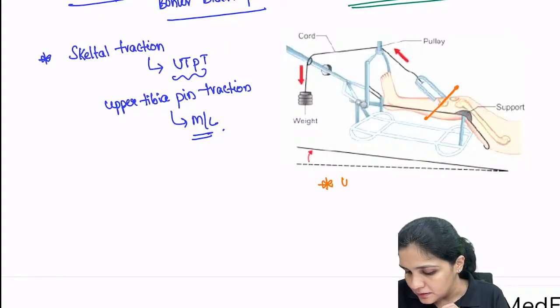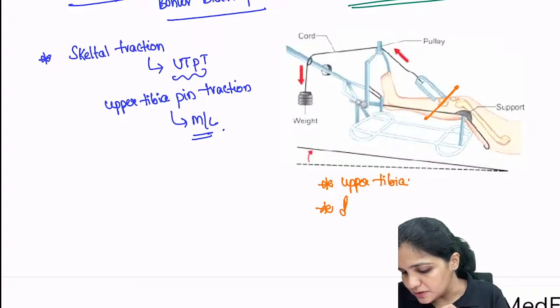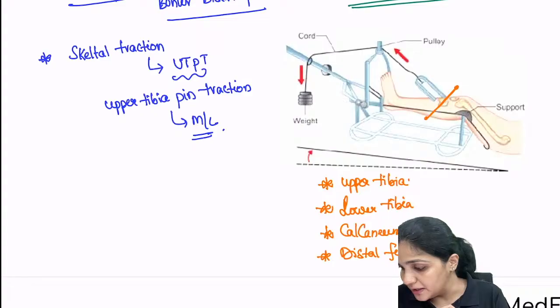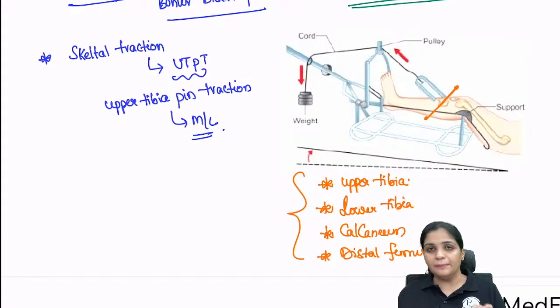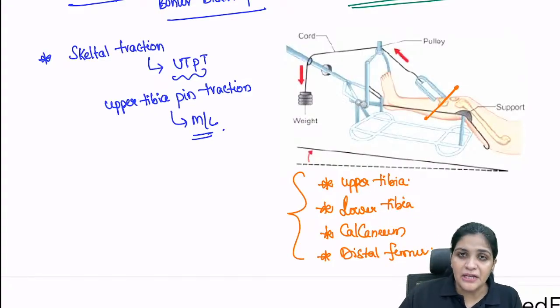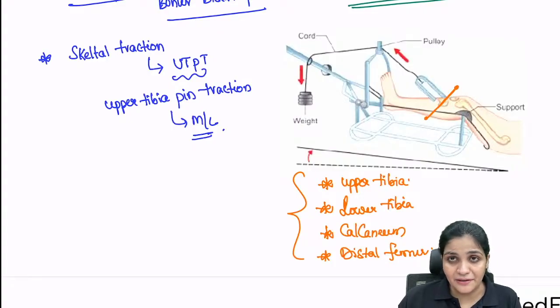We can use the pin in the upper tibia, and you can use it in the lower tibia as well, calcaneum, or distal femur. So these are all the areas where you can put the pin. Usually we prefer the upper tibia for femur fractures, or sometimes if the fracture is very proximal, we can go for distal femur pin traction also.